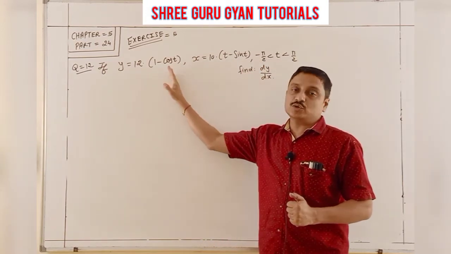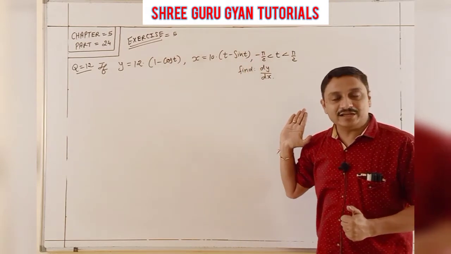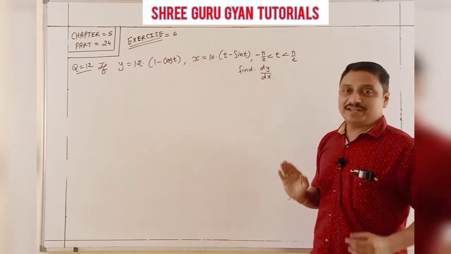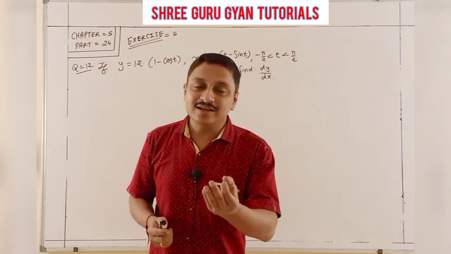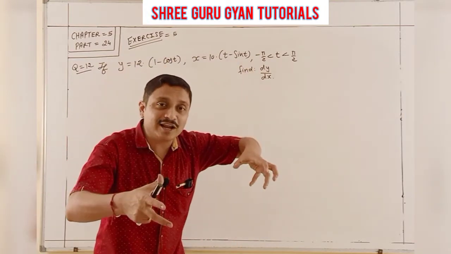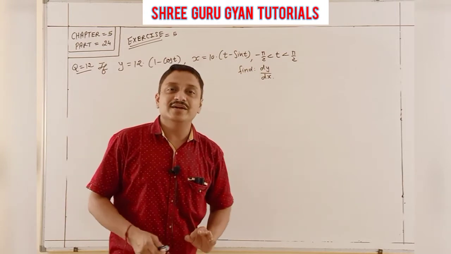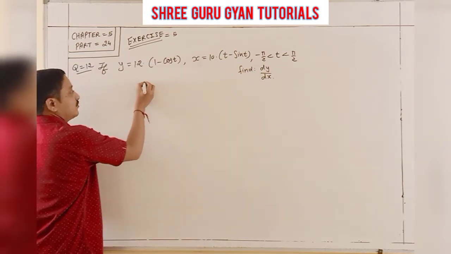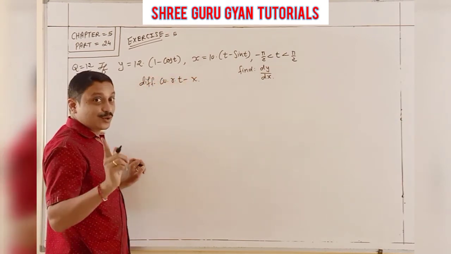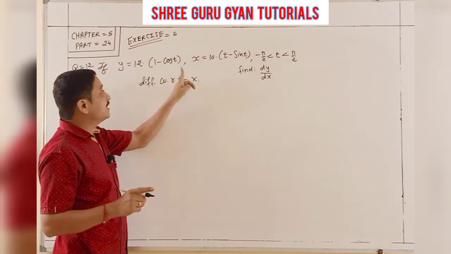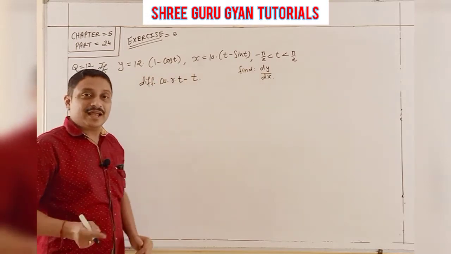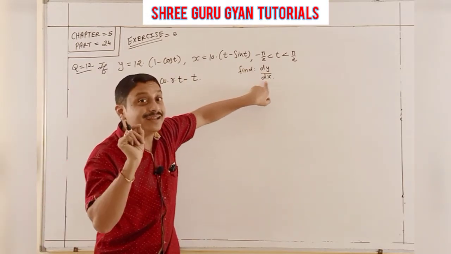Given y = 12(1 - cos t) and x = 10(t - sin t), in the condition -pi/2 < t < pi/2, find dy/dx. Yes students, very easy. I am converting dy/dx into parametric form in t, and then I will find the first order derivative dy/dx. So first, start differentiation with respect to t, because here t is the variable, you can't write x here. So first I differentiate with respect to t and then after I find dy/dx.